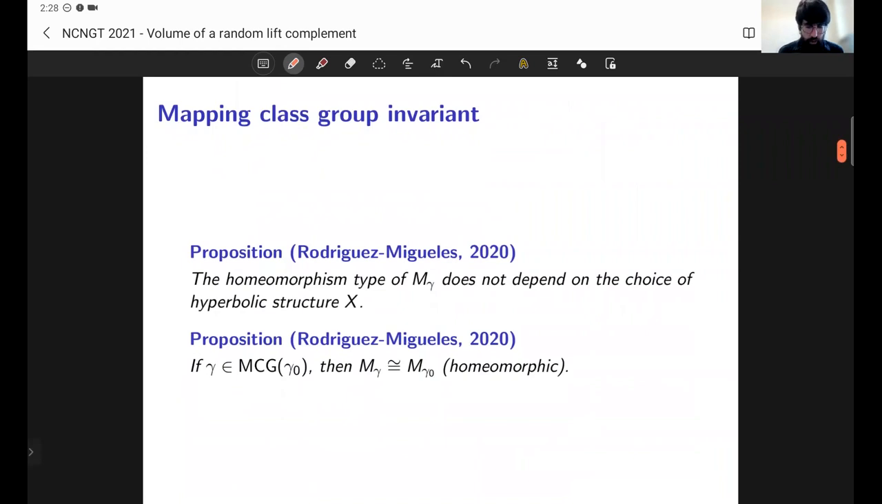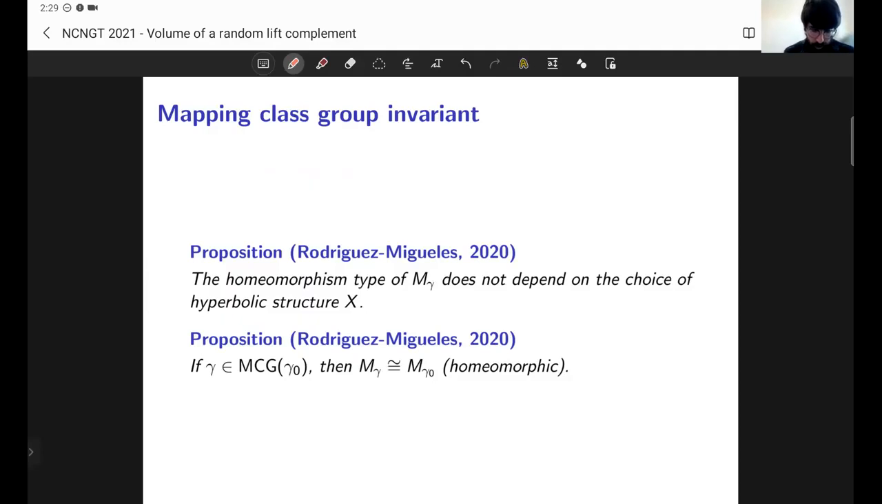Let's talk about some properties of this canonical lift complement. So the first property, which I write here as a proposition citing some work of Rodriguez Migueles in 2020, is that the homeomorphism type of the canonical lift complement does not depend on the choice of the hyperbolic structure that you picked on your surface. So if you happen to pick a different one, you will get a different canonical lift complement, but it will be homeomorphic to the first one.